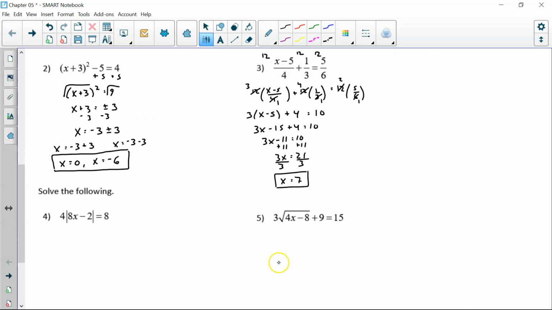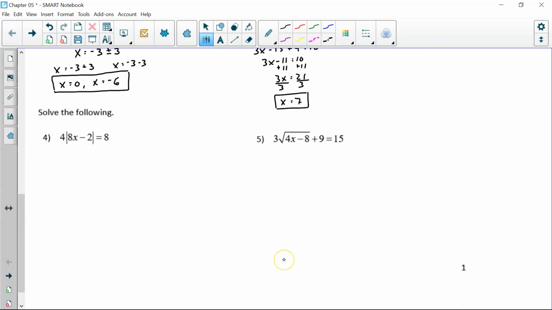For problem number 4, absolute value. We're going to isolate those absolute value bars first. So we're going to start by dividing both sides by 4. The absolute value of 8x minus 2 equals 2.